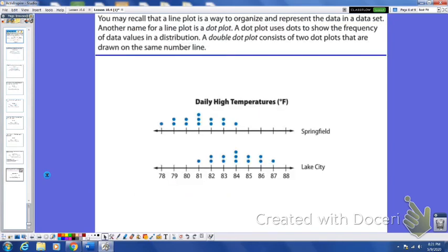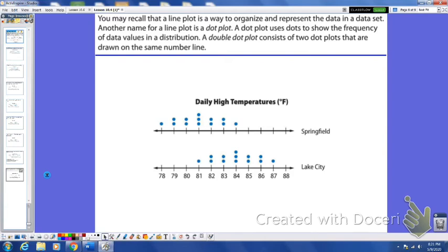Okay, so last thing, you may recall that a line plot is a way to organize and represent the data in a data set. Another name for a line plot is a dot plot. A dot plot uses dots to show the frequency of data in a distribution. A double dot plot consists of two dot plots that are drawn on the same number line. Okay, so these are very similar. We're going to use them to compare. If we take a look at these, comparing the daily high temperatures between Springfield and Lake City.